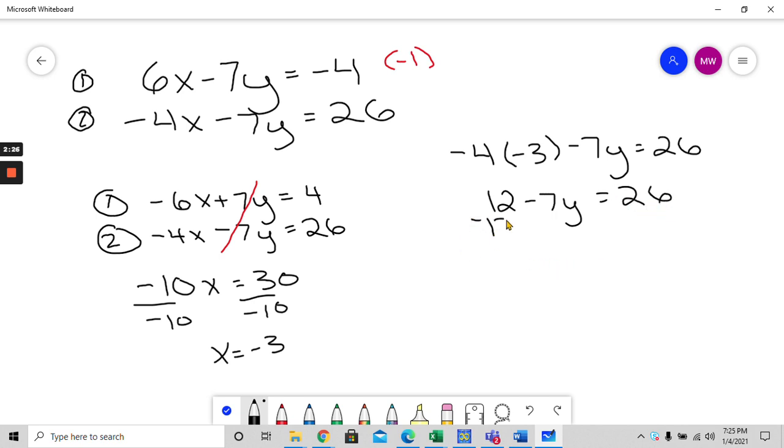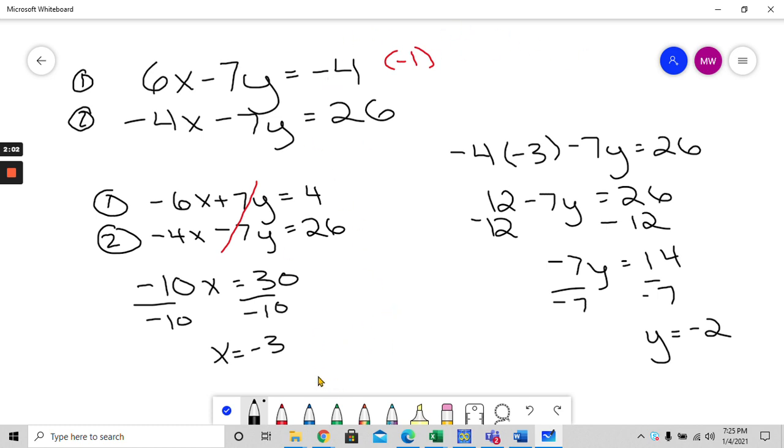I'm going to subtract 12 from both sides. Negative 7y equals positive 14. Divide by negative 7, and I'm going to get y equals negative 2. Now, I need to check that and make sure it's good. So because I used my second equation, I'm going to use my first to prove it.